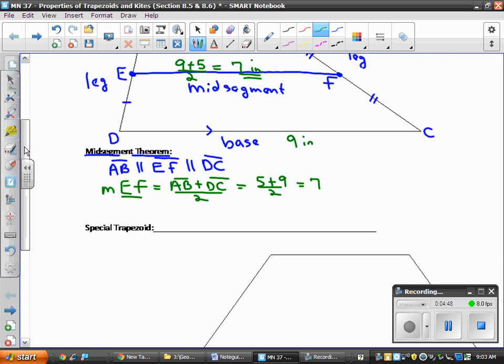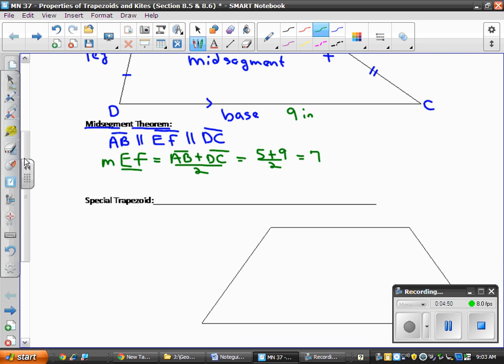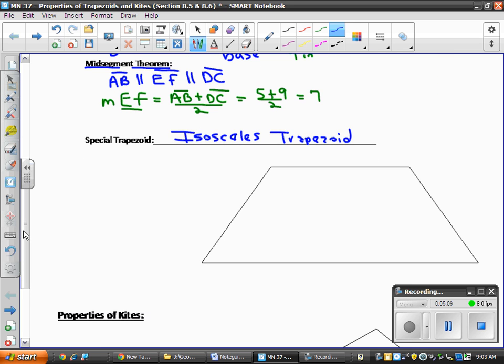Now, of course, we have to have something special, right? And we do have a special trapezoid. It's called the isosceles trapezoid. And notice again, it is a trapezoid, it has four sides, and you have one set of parallel sides. And again, before we get going, how about I label these A, B, C, D.